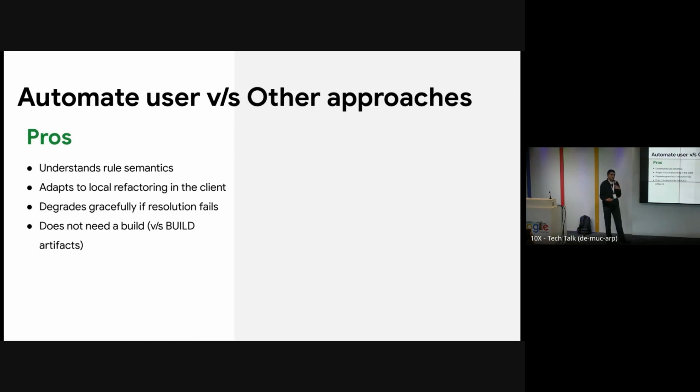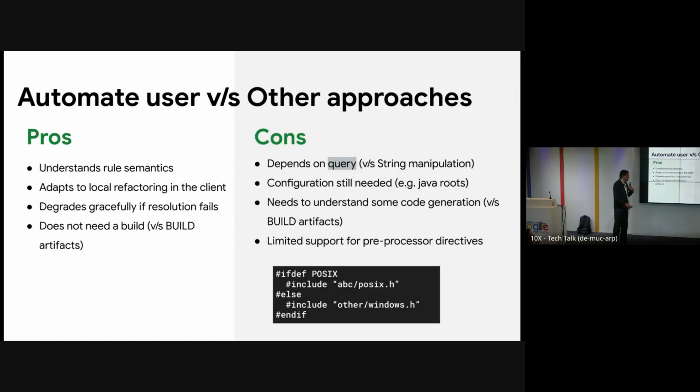So for example, in the previous step, for the string manipulation, if the target doesn't exist, the tool will succeed. You do a Blaze build and it will just fail, no such target. Here, as part of the resolution, we are verifying that the target exists. So if the target didn't exist, I would fail early and say, hey, I was not able to resolve this. You human, please do it. And this does not need a build. All we need is Bazel query. We don't need to do an expensive build.